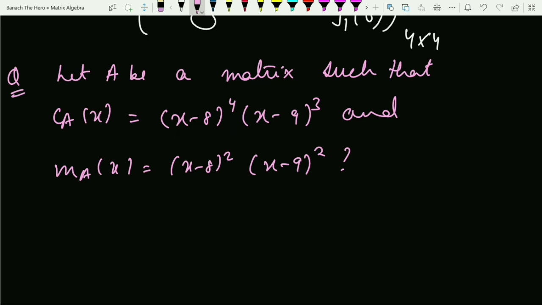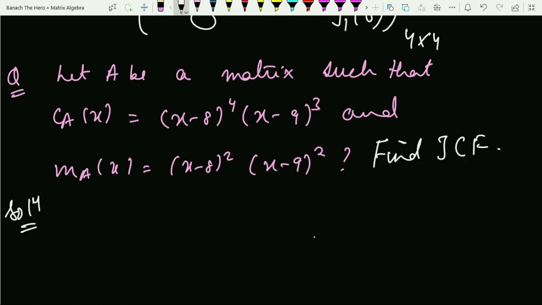So let A be a matrix such that the characteristic polynomial corresponding to this matrix A is given to me as (x minus 8) raised to power 4 into (x minus 9) raised to power 3. The minimal polynomial corresponding to this is (x minus 8) squared multiplied with (x minus 9) squared. Now you have to find the Jordan canonical form using the given information.